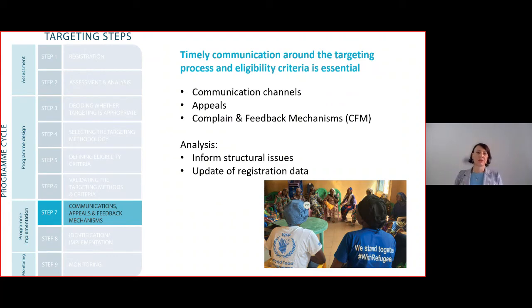So we have talked about the targeting steps in the assessment, in the program design. Now we're referring to the targeting steps during the implementation. So, Emmanuel, I think you have switched off the PowerPoint.